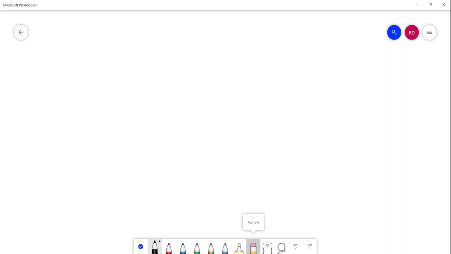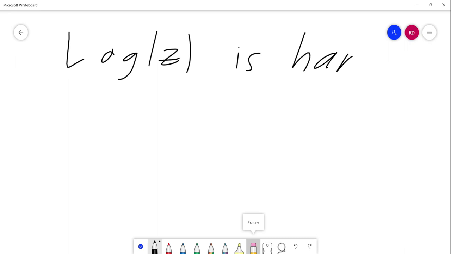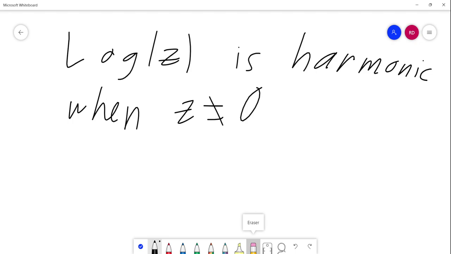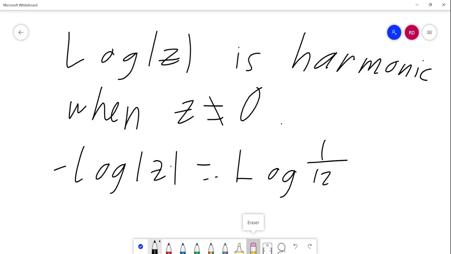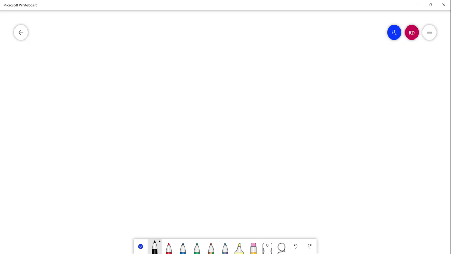So that's a conclusion that we really need to just accept. I'm not going to prove this again. It's going to say log of z is harmonic when z does not equal 0. And the same is true for negative log of z, which is the same as log of 1 over the norm of z. That will also be harmonic. And that is the function that we've used as the basis for most of what we did in potential theory. All right. We're now going to go on to some other examples here.